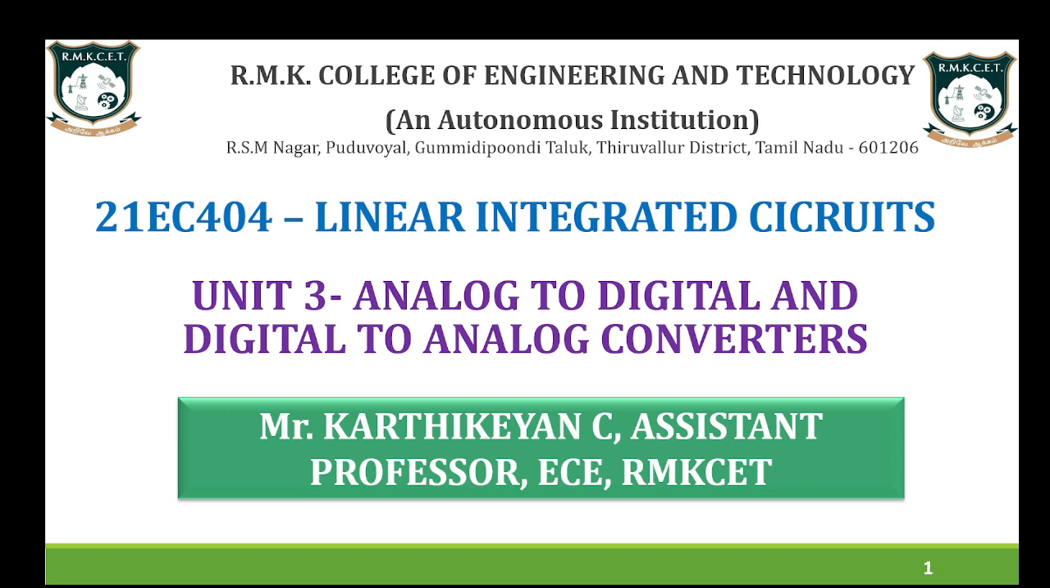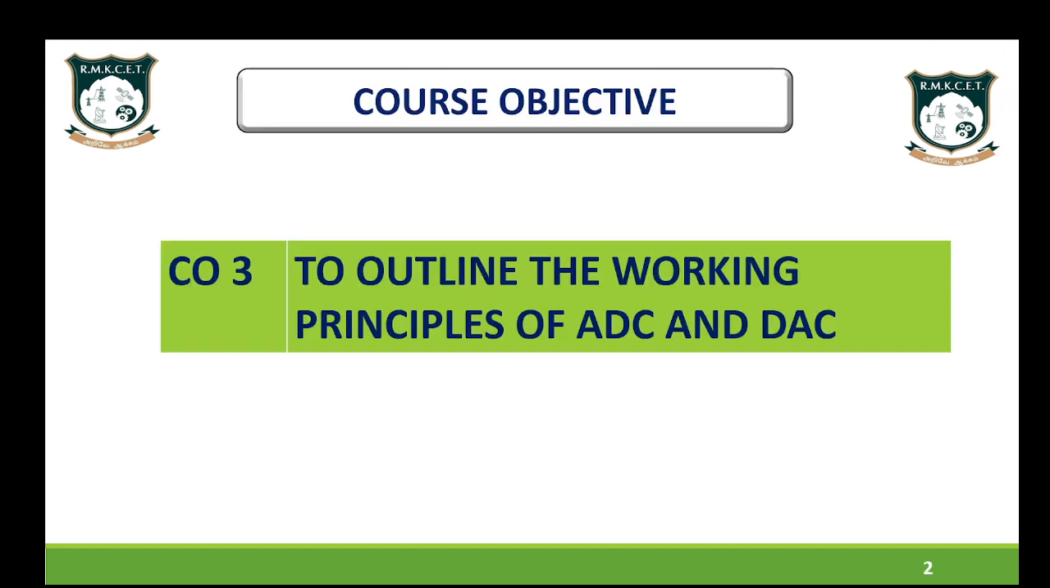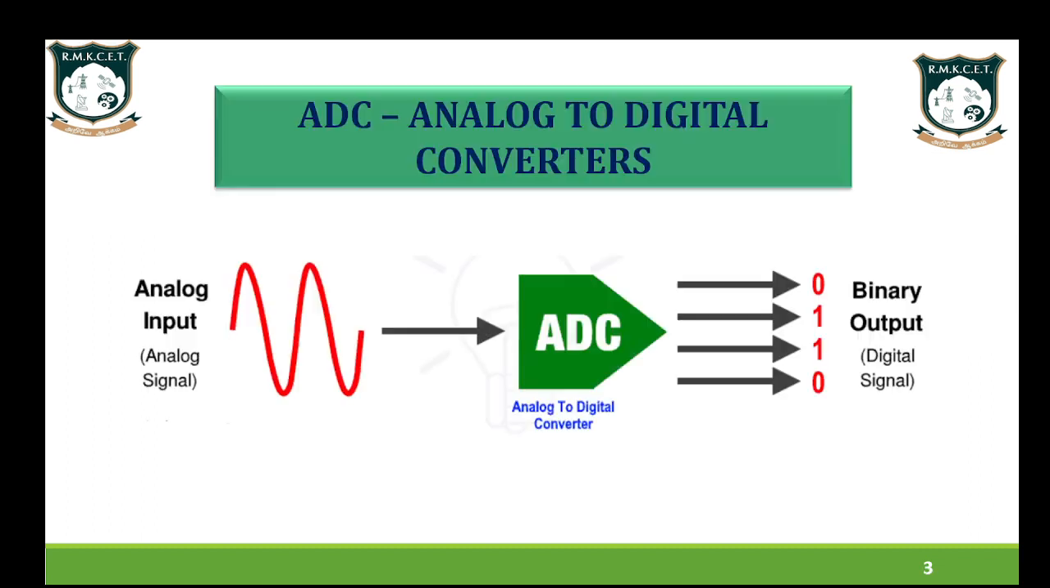Today in this session, we will be discussing analog to digital converters. The objective is to brief the outline, the principles and working of ADC. The basic principle of this converter is that the analog input is fed as an input, which is nothing but my analog waveform, and it is converted into binary output with zeros and ones as my digital output. This is the basic principle behind an analog to digital converter.